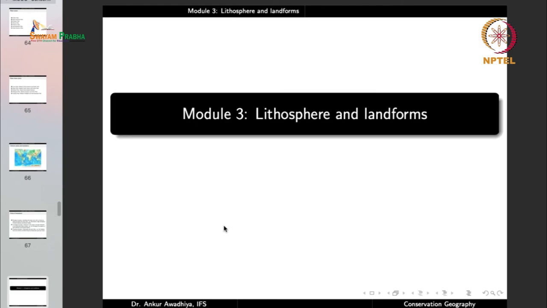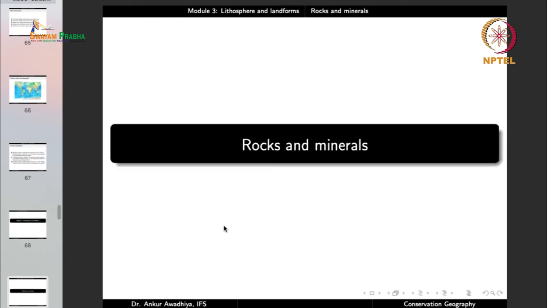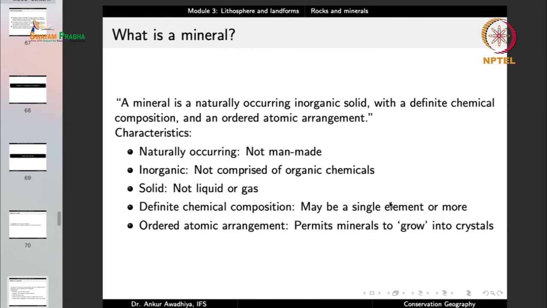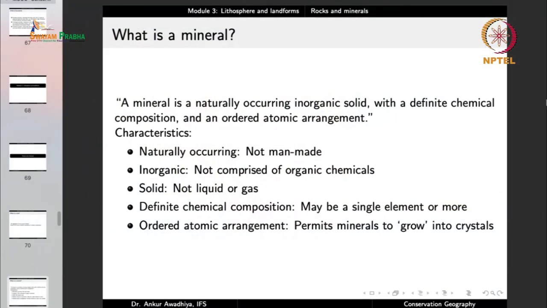Now, in the next module, module 3, we looked at lithosphere and landforms. And in the first lecture, we had a look at rocks and minerals. We stated that rocks are aggregates of one or more minerals. They do not have a definite composition of mineral constituents. So the composition may vary, which makes it different from a mineral, because a mineral has a definite chemical composition. So rocks are made out of minerals. The rocks may not have a definite composition, but each mineral that forms the rock has a definite composition.